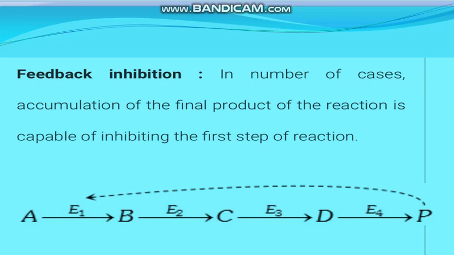Next comes feedback inhibition. In this type of inhibition, in a number of cases, accumulation of the final product of the reaction is capable of inhibiting the first step of the reaction. So the enzyme E1 catalyzes the reaction from A to B, enzyme E2 catalyzes the reaction from B to C, E3 catalyzes the reaction from C to D, and E4 catalyzes the reaction from D to P, and then P is the final product. When the final product accumulates, it inhibits the reaction and does not allow the formation of B from A. So the enzyme 1 activity is stopped. So this is feedback inhibition.